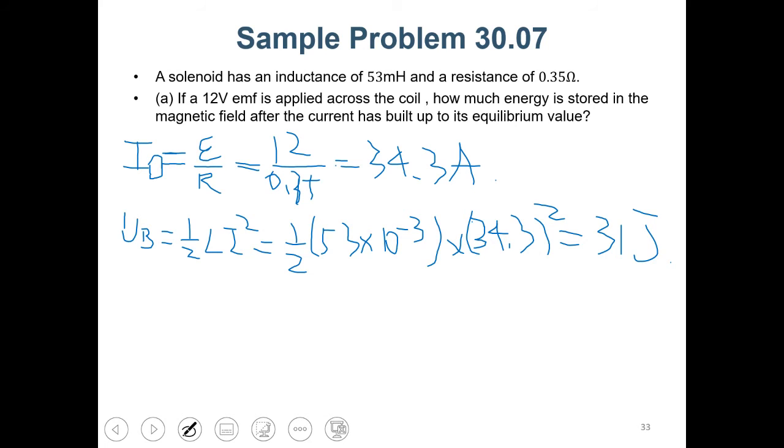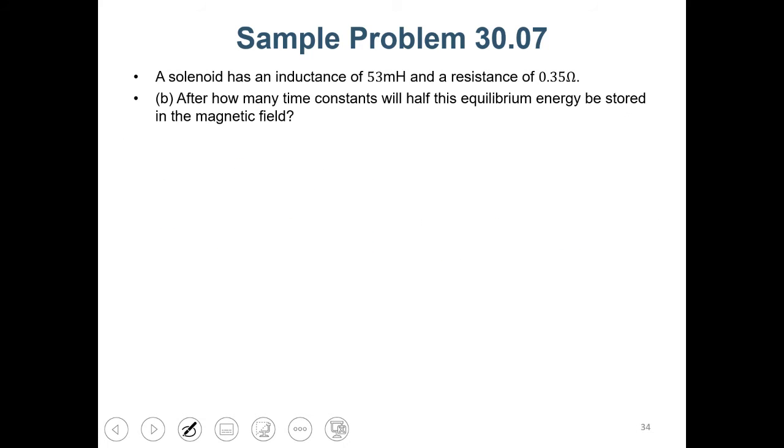So it's very simple. It just asks you about the magnetic field after it goes to the equilibrium state, and the equilibrium state is nothing but E over R, and then you substitute L and I into the simple formula, 1/2 Li squared. So for B, after how many time constants will half of this equilibrium energy be stored in the magnetic field?